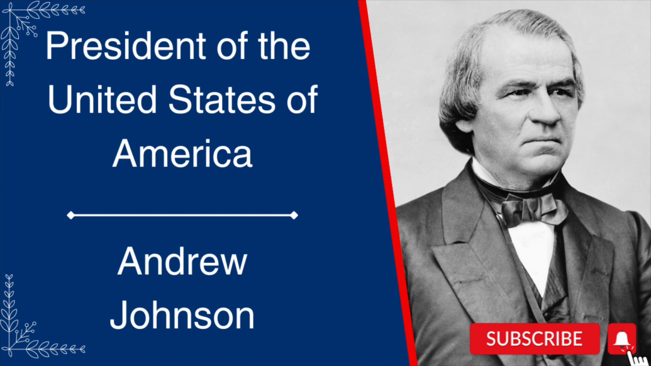Johnson was born into poverty and never attended school. He was apprenticed as a tailor and worked in several frontier towns before settling in Greeneville, Tennessee. He served as an alderman and mayor there before being elected to the Tennessee House of Representatives in 1835.